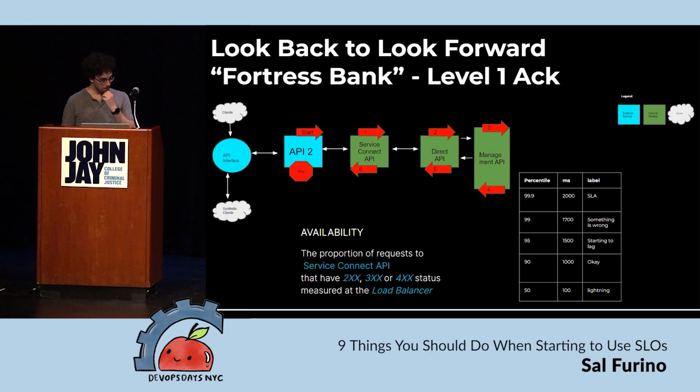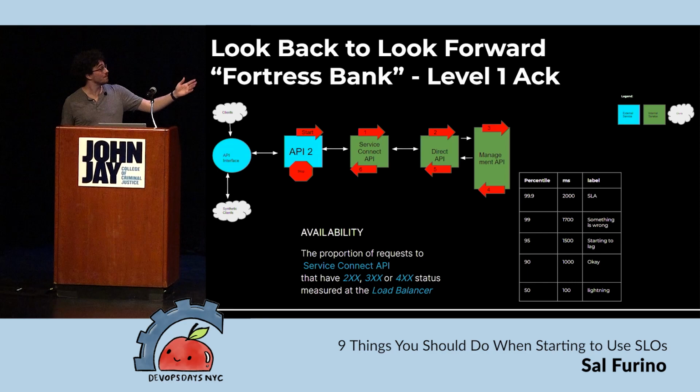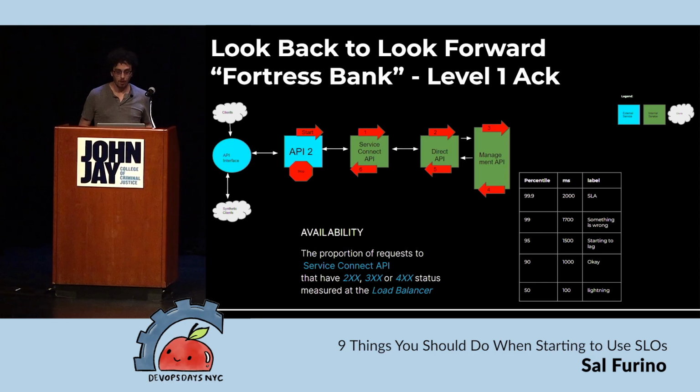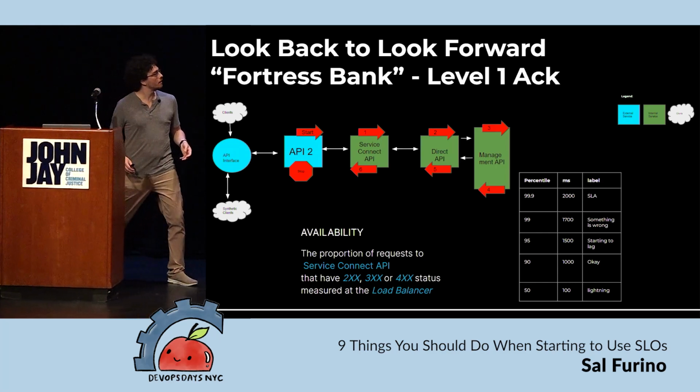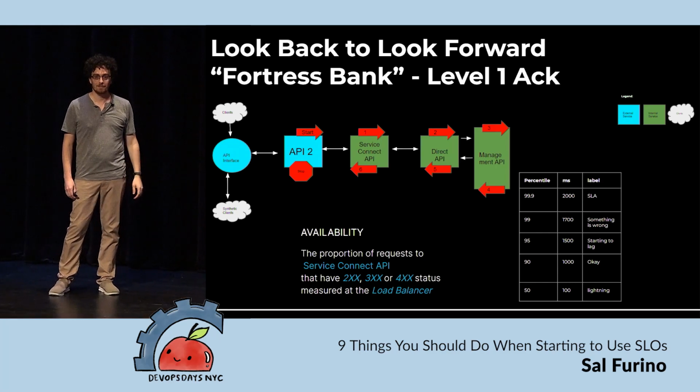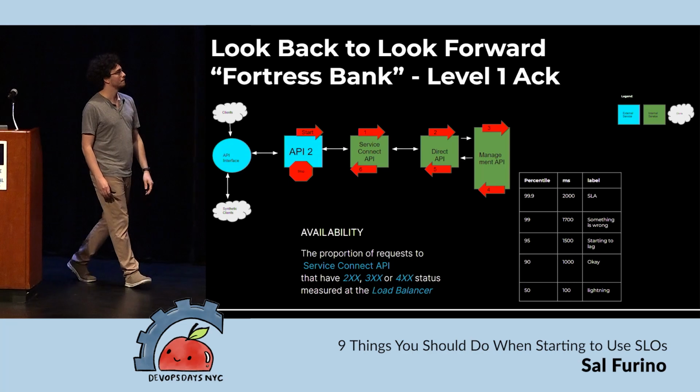We then asked them to go look at their existing data and see how long the fastest 50th percentile transactions took. And to our surprise, it was lightning fast, 100 milliseconds. Pretty quick. When we did that, we had them also apply a label here: lightning, steady state.